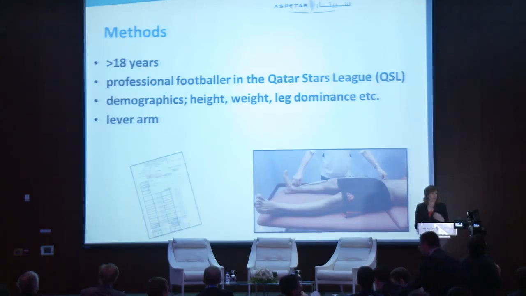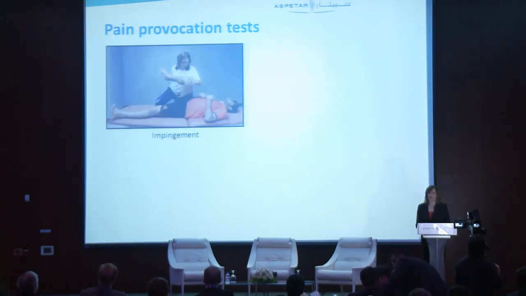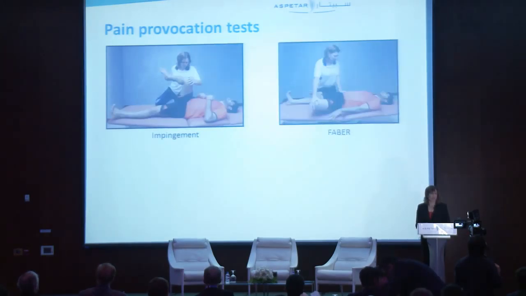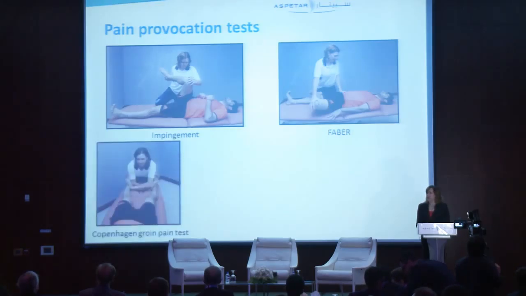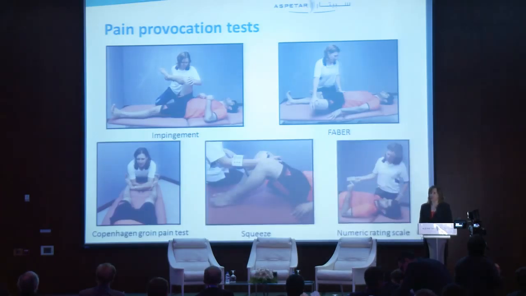body weight and height. The pain provocation test that we've included is the FADDIR test, specific for hip joint pain. We've also included the Copenhagen groin pain test and the adductor squeeze, and we've collected an NRS score out of 10 for all of these pain provocation tests.